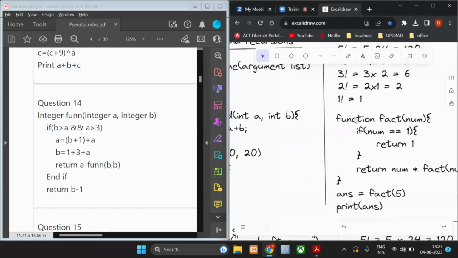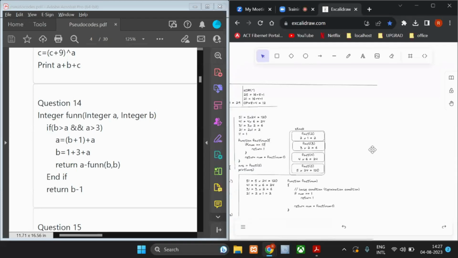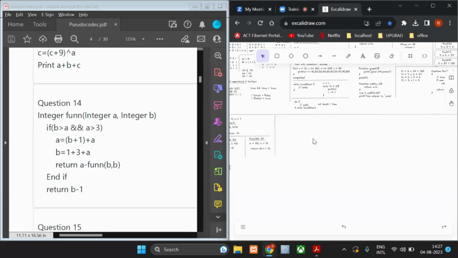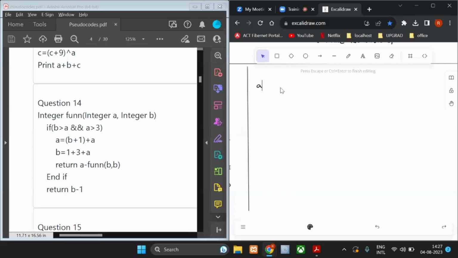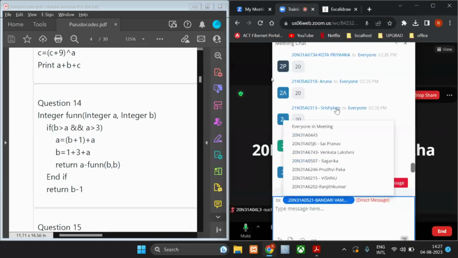Okay, do one thing. Try this. Values are not given. We'll take our own values. Consider the values a equal to 4 and b equal to 5. Take these values and solve question number 14. I'll put it in the chat rather.